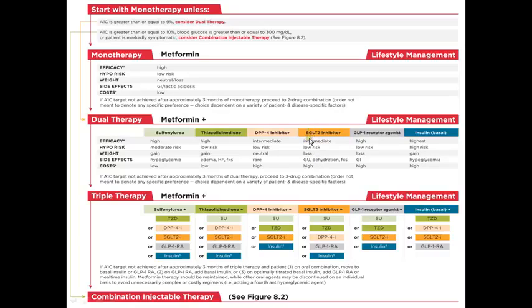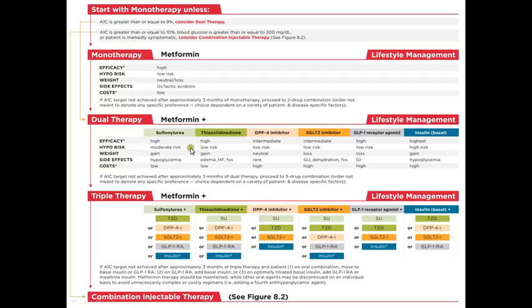Here there is a GLP-1 receptor agonist, which has a very good side effect, that is weight loss. So for type 2 diabetics who are obese and need weight loss, you can start GLP-1 agonists. And then basal insulin can also be added to these patients.